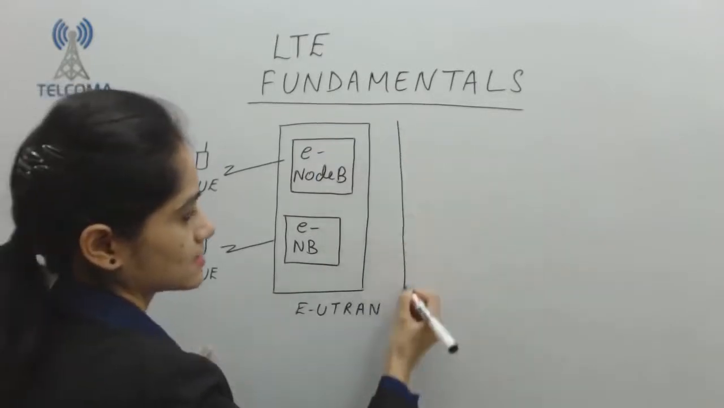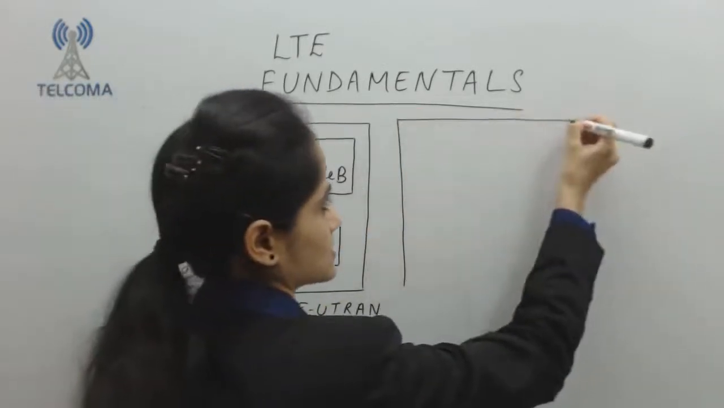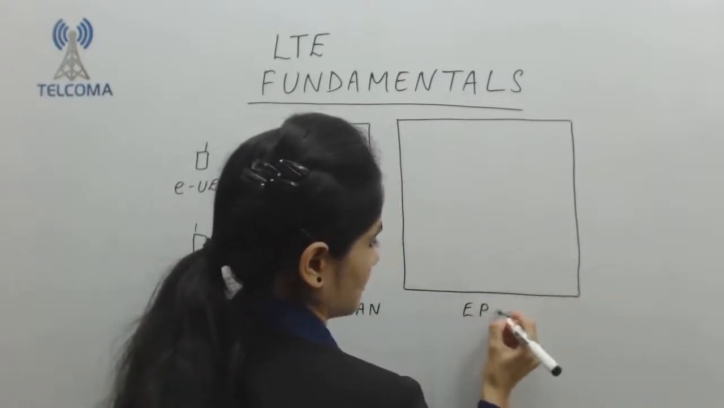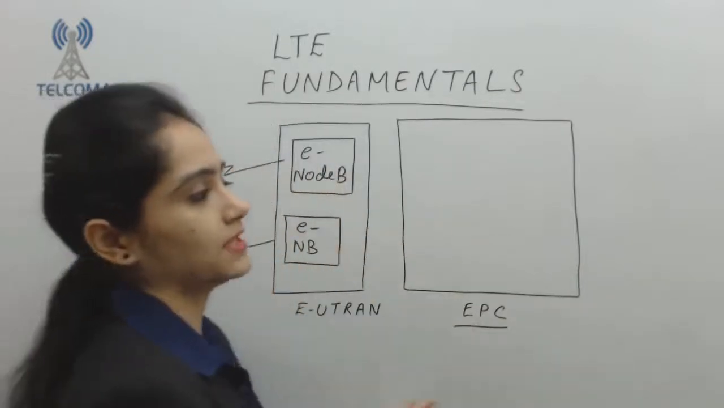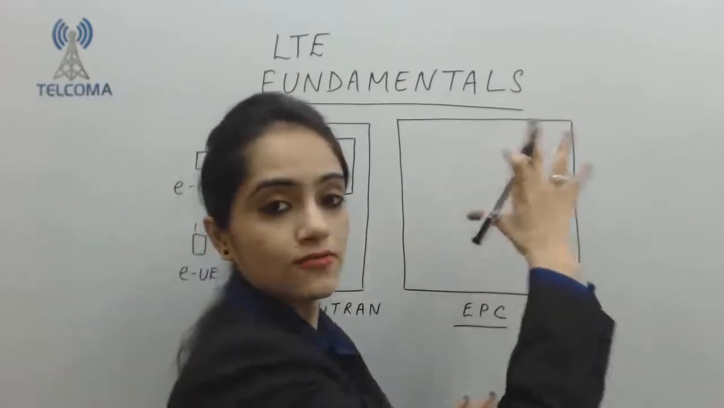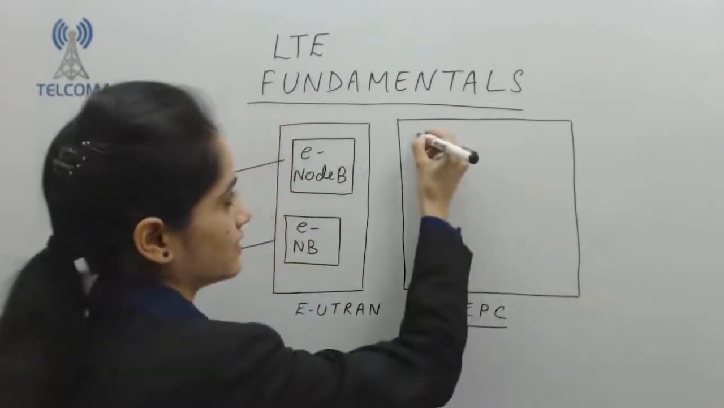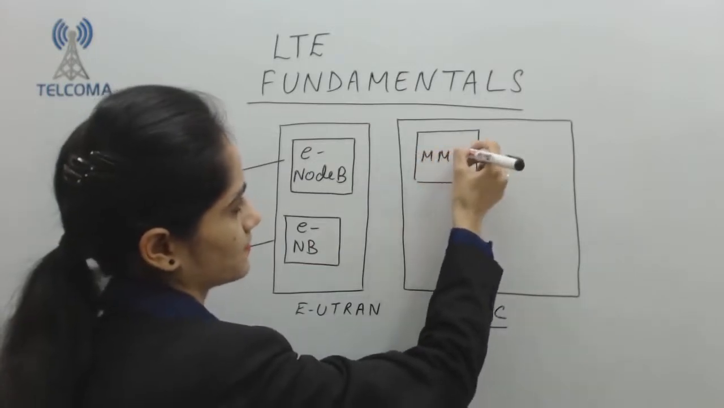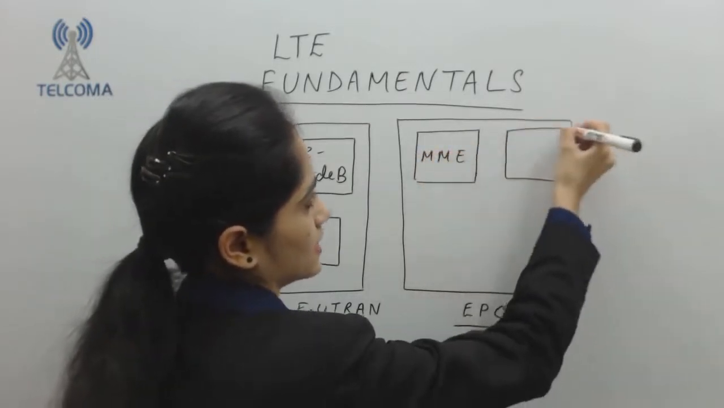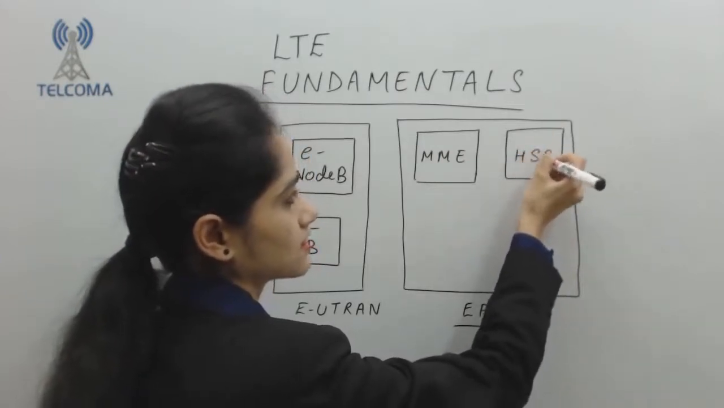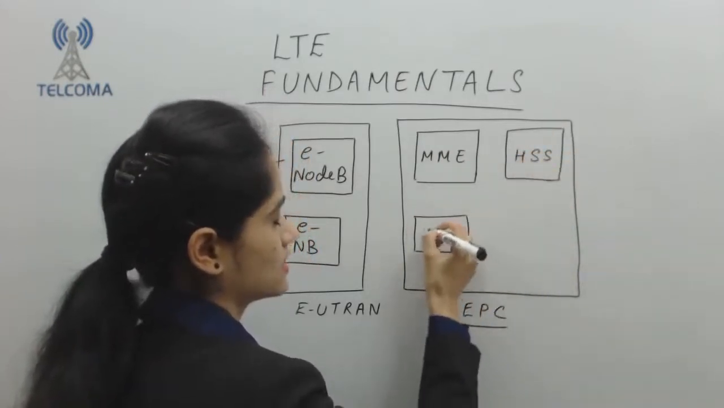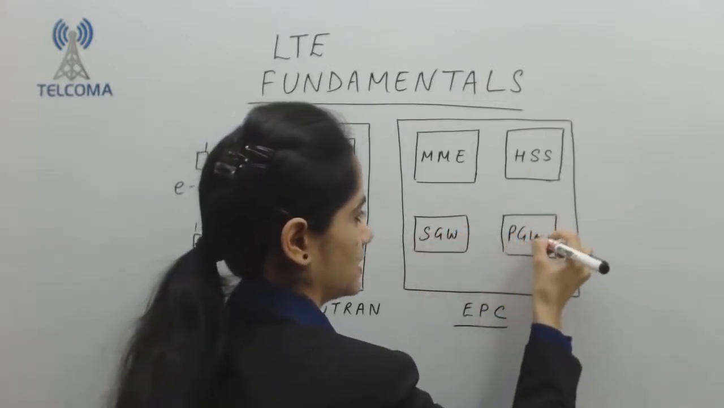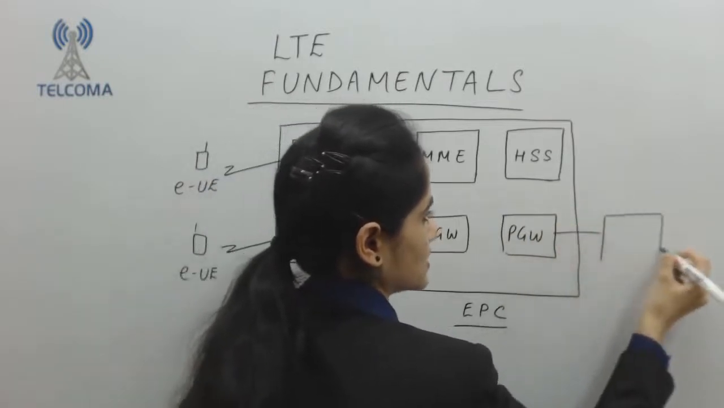Now we require that this E-UTRAN needs to be connected to the EPC. So this is the EPC. Now this EPC is fully IP connected, that means this is a fully packet switched network. But we have various entities in the EPC, and the very first is the MME. Next one is the HSS. Then we have the serving gateway, the PDN gateway, and this is connected to the PDN.